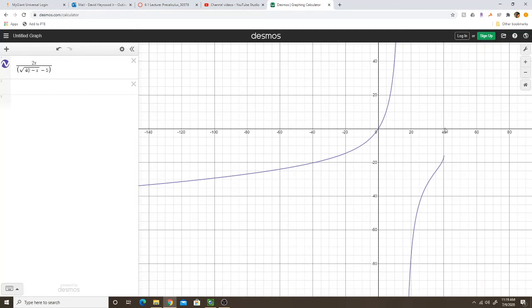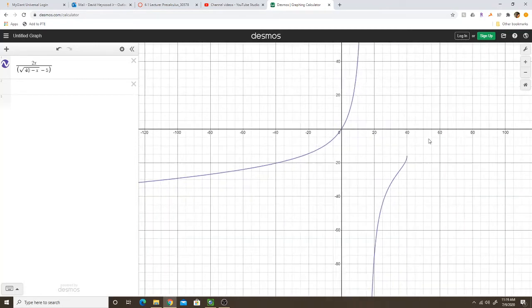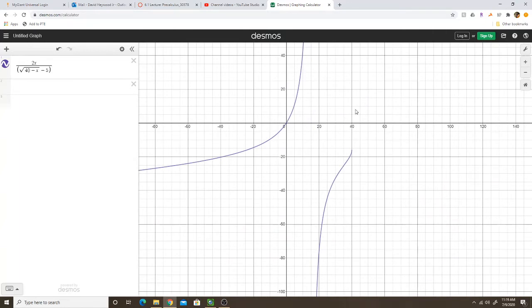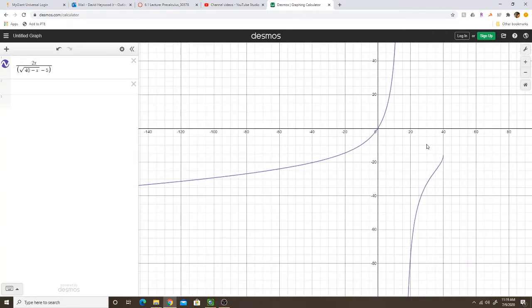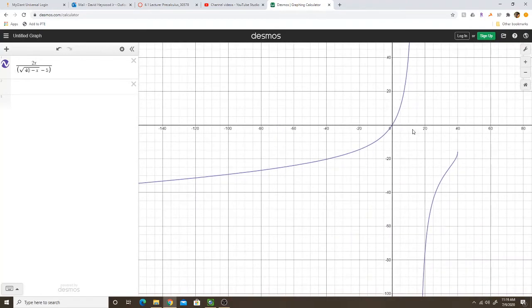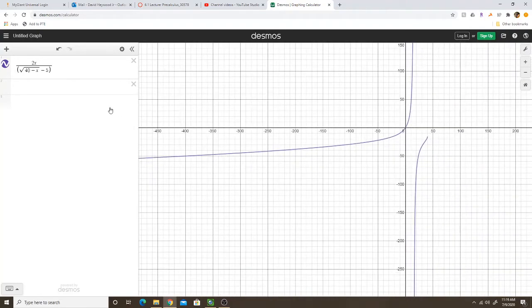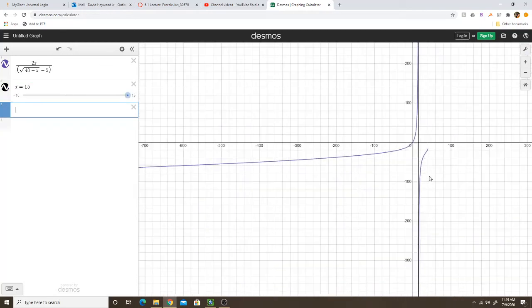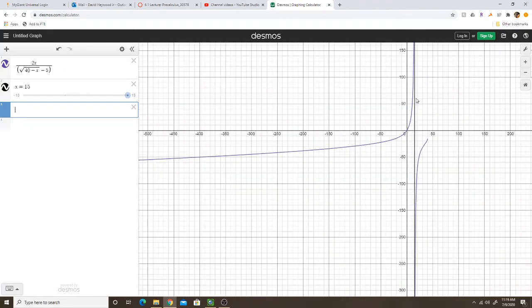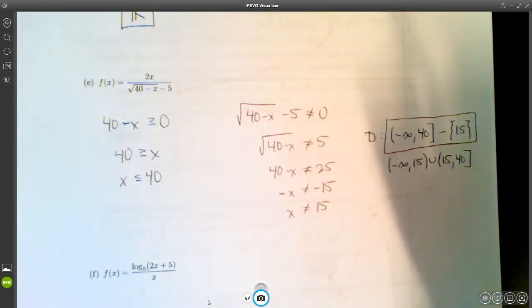But notice, right? It's not defined if x is greater than 40. X has to be less than or equal to 40. But then also at 15, it looks like you have an asymptote at 15, which is kind of interesting. So the function is also undefined at 15. So there you go. There's that one.